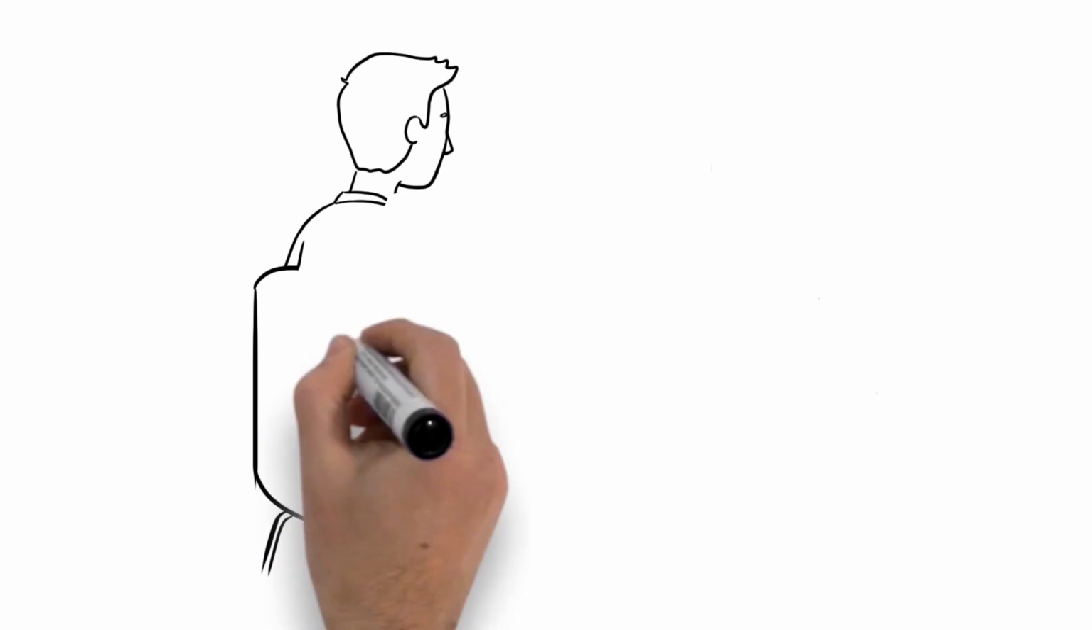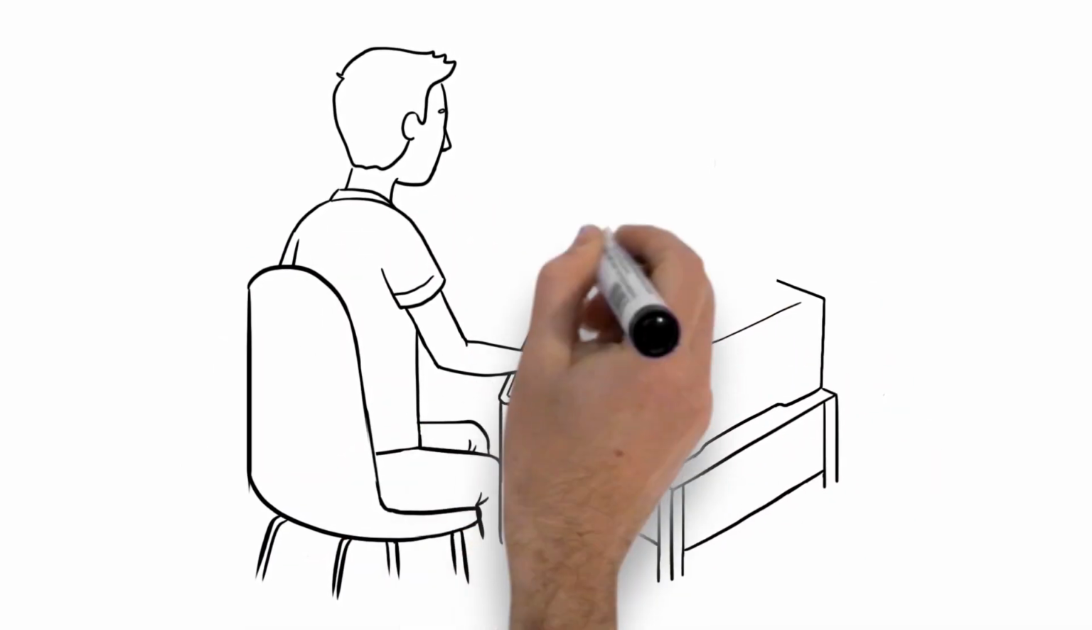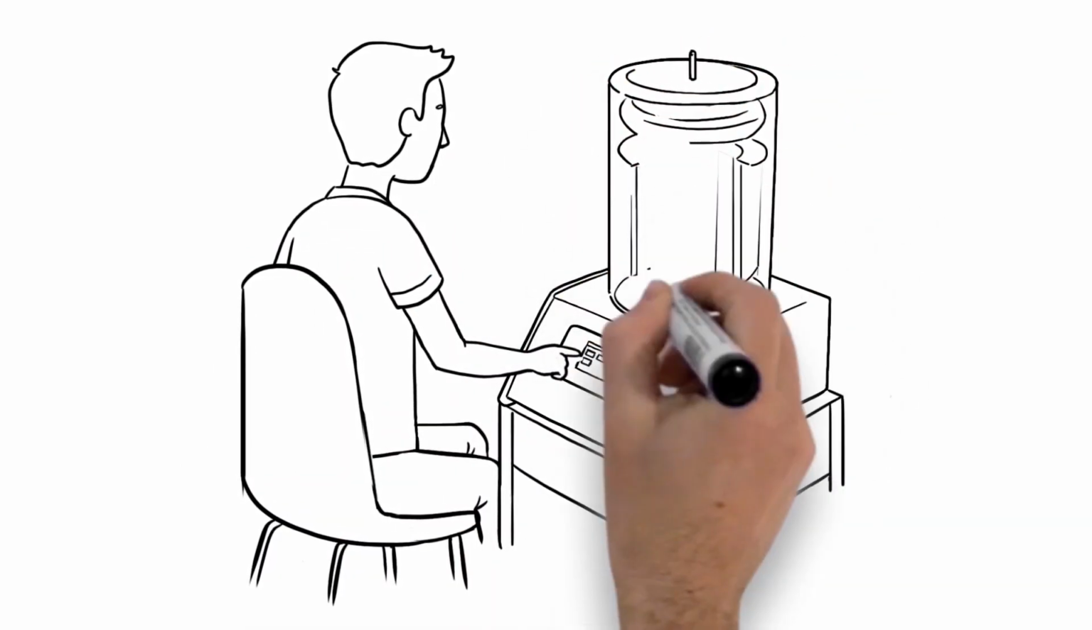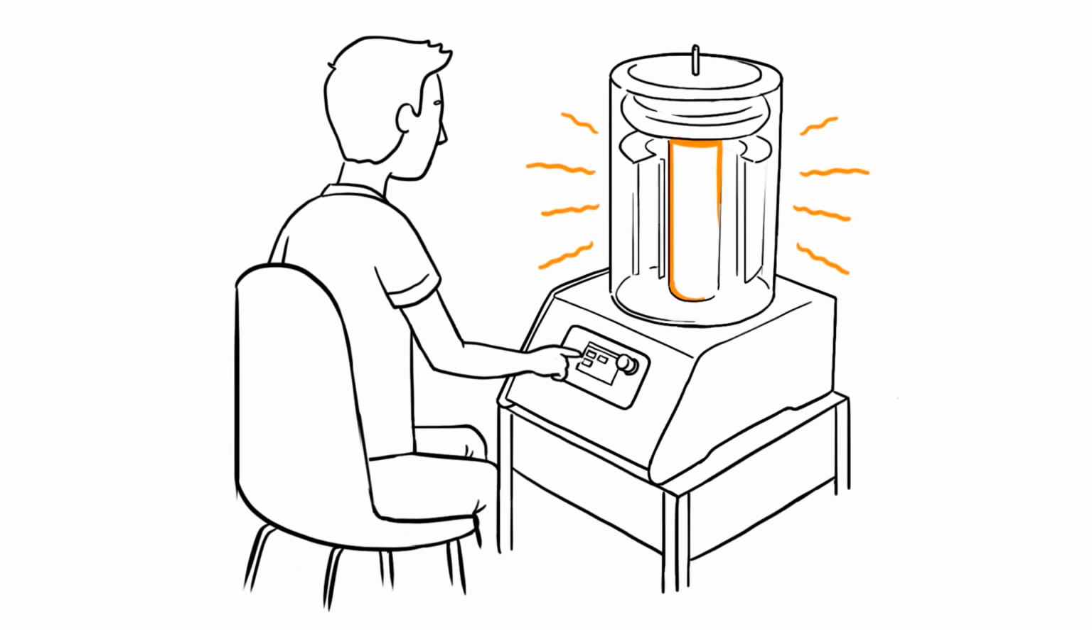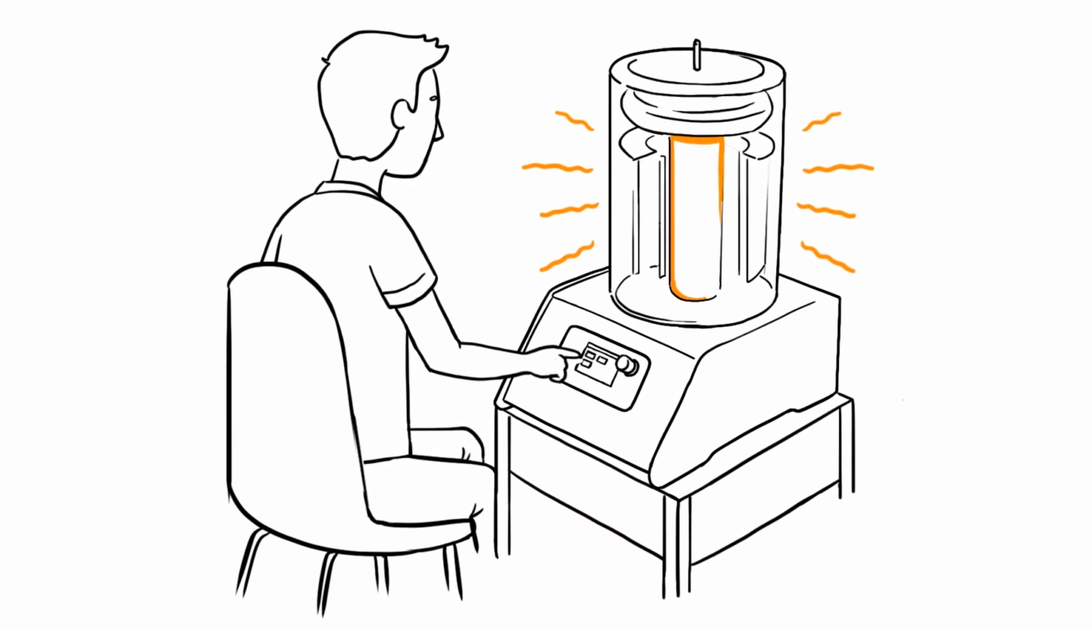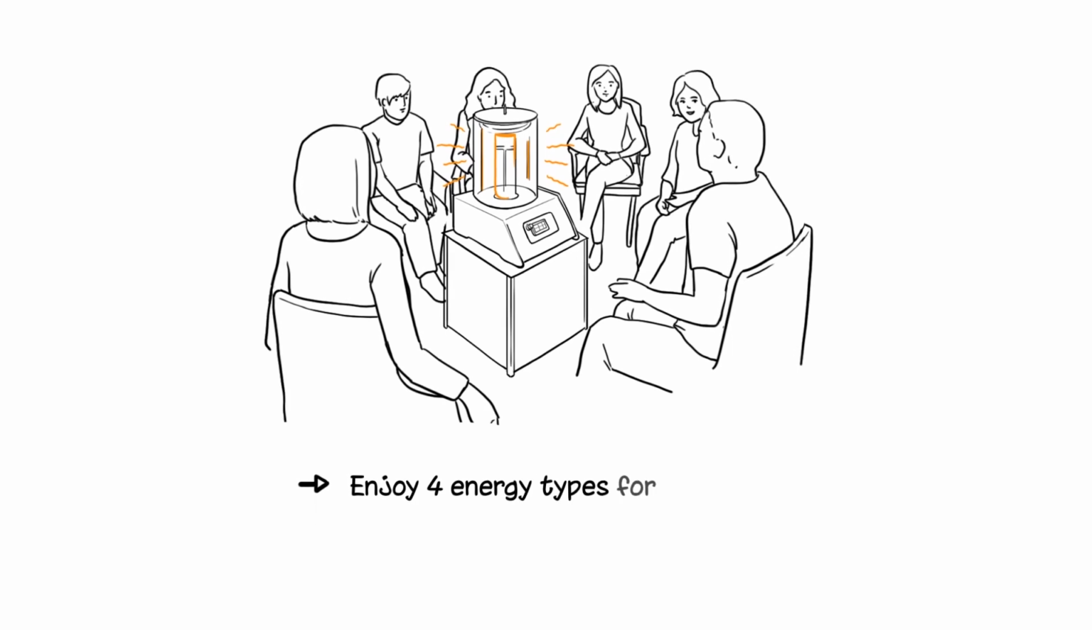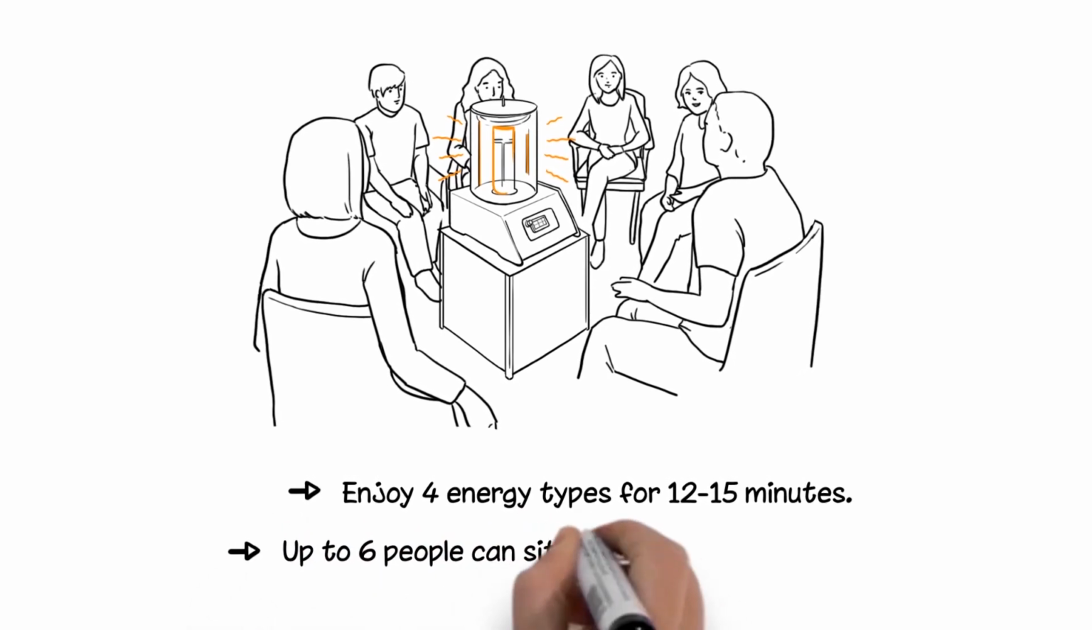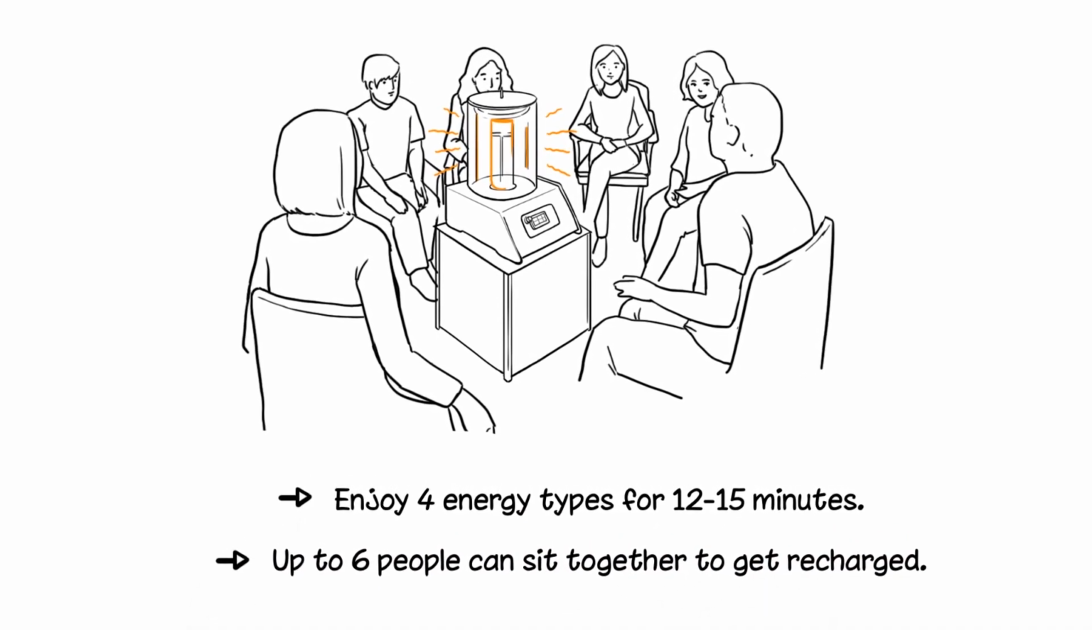Just sit comfortably in front of the BioCharger and select a frequency recipe from the menu. Then relax for 12 to 15 minutes while your body is bathed in the four energy types. It is non-invasive, and groups of up to 6 people can sit around it together to get recharged.